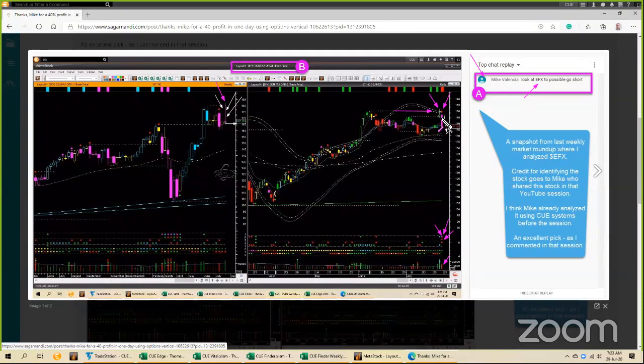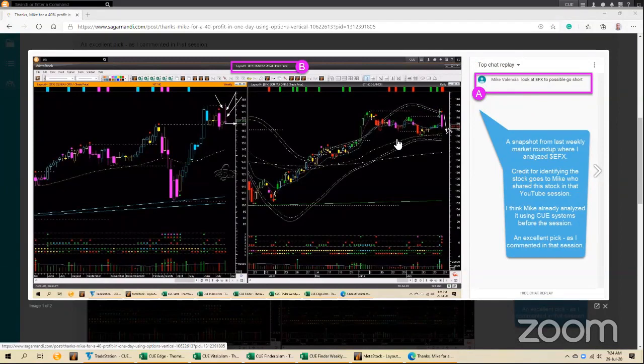I don't know if Mike noticed it during market hours. That time it was Friday. Then he could short it during the day at a higher price level. I didn't notice the stock before. I came to know about it from Mike in the market roundup during the weekend. Therefore, on Monday, I shorted it and I used vertical.